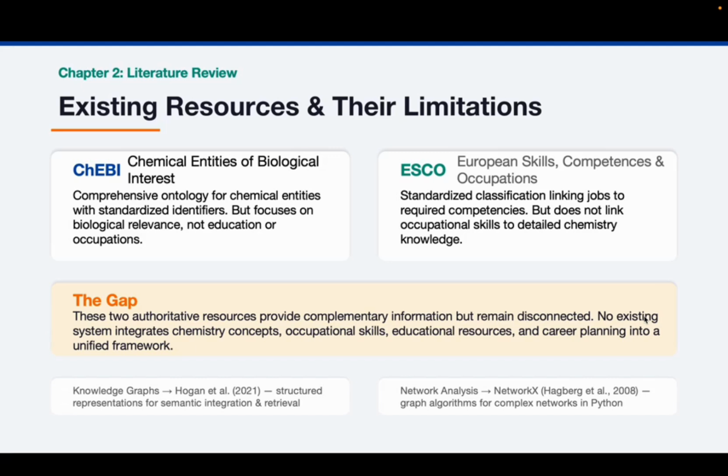ChEBI provides a comprehensive chemical ontology with standardized identifiers, but focuses on biological relevance rather than education. ESCO classifies occupations and required competencies, but does not link them to chemistry knowledge. These 2 resources are complementary yet disconnected. Knowledge graphs and NetworkX provide the technical foundation to bridge them.